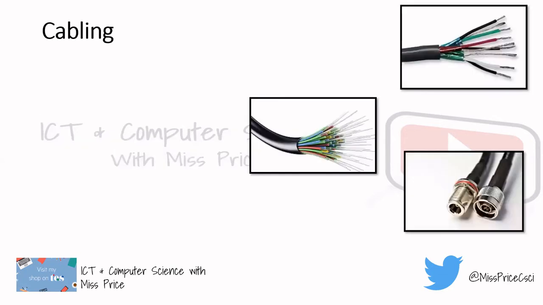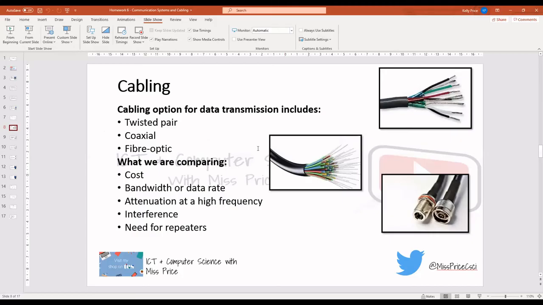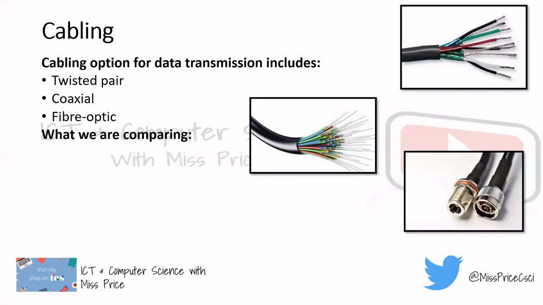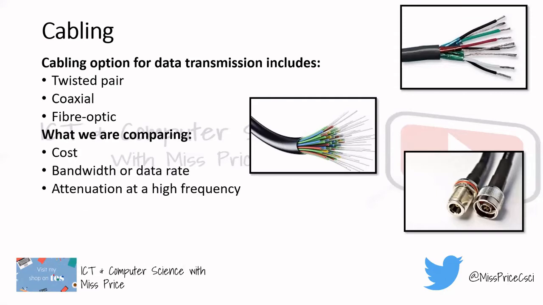Now we're going to look at the different types of cabling. Transmission can include twisted pair, coaxial, and fibre optics. They're the three types of cabling that we're going to look at. What we're going to look at is the cost, the bandwidth, data rate, the frequency, the interference, and the need for repeaters. That's what we're going to be looking at today.